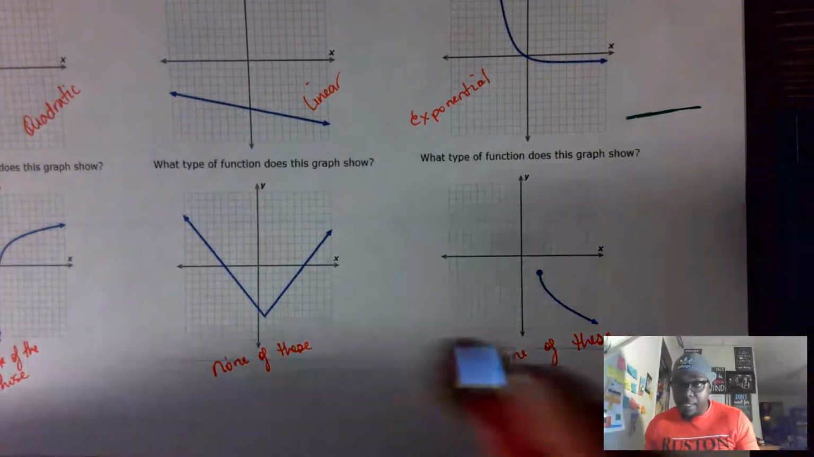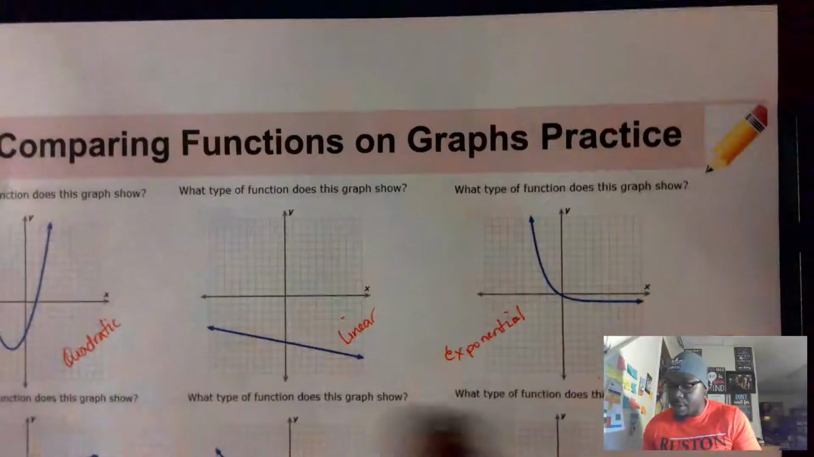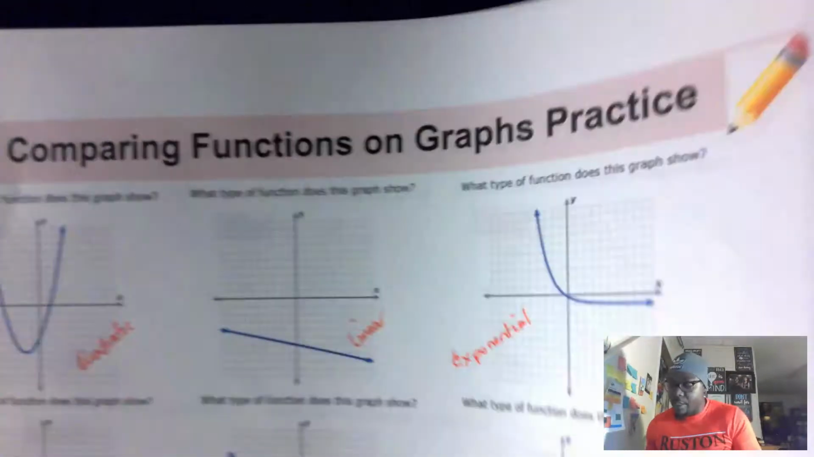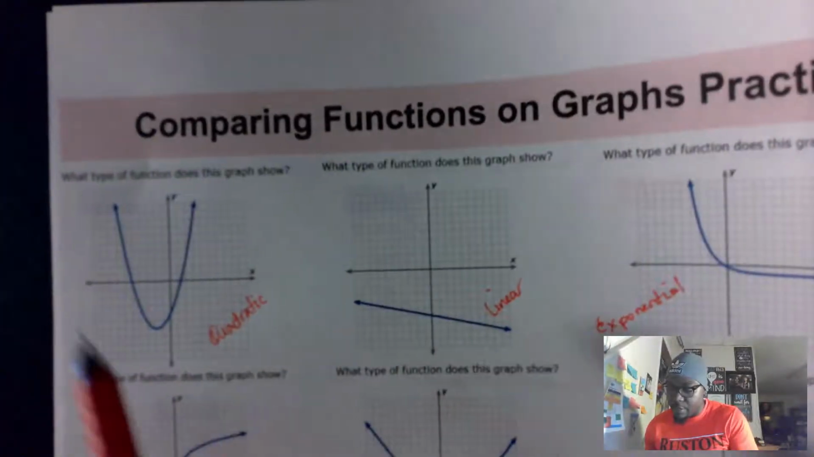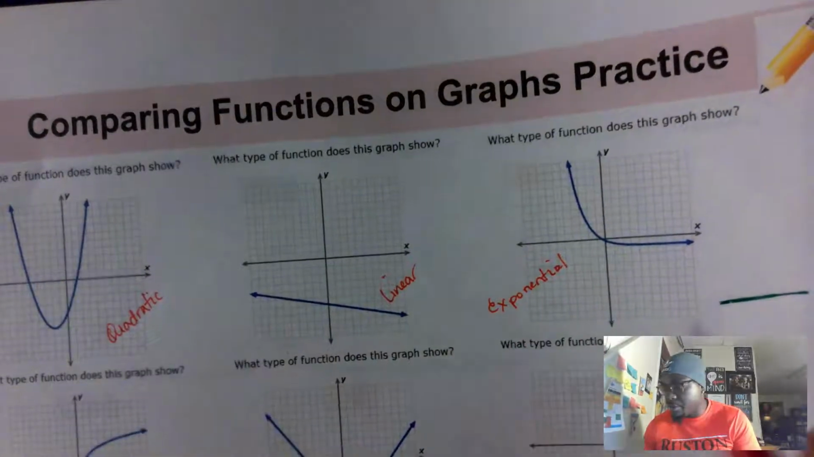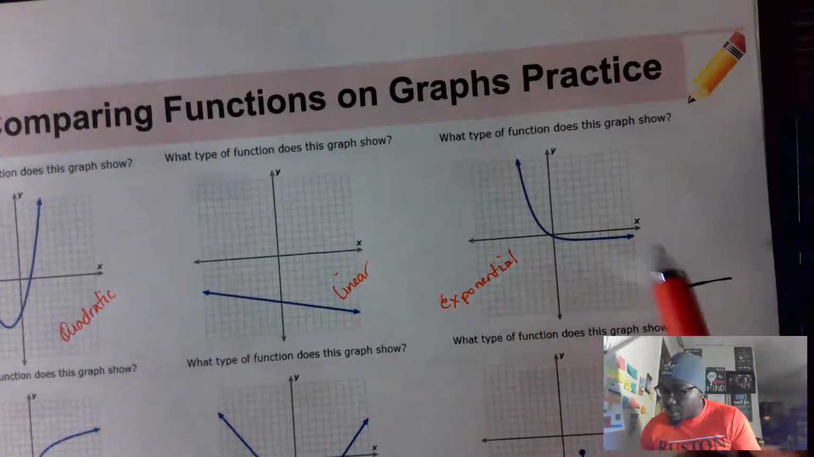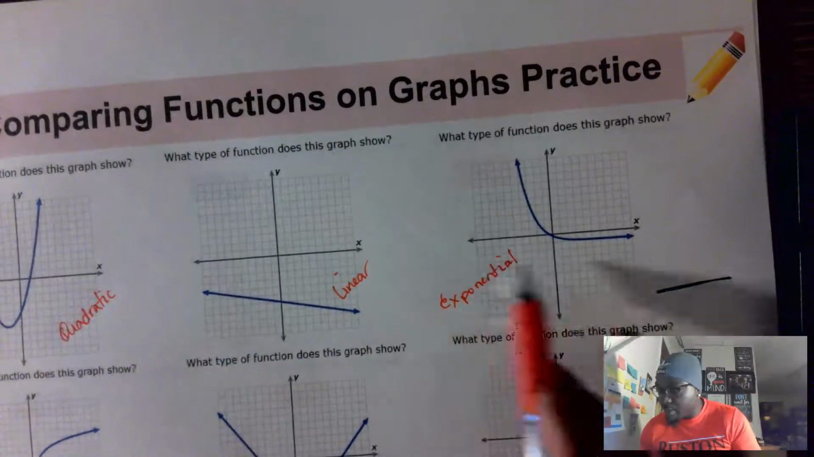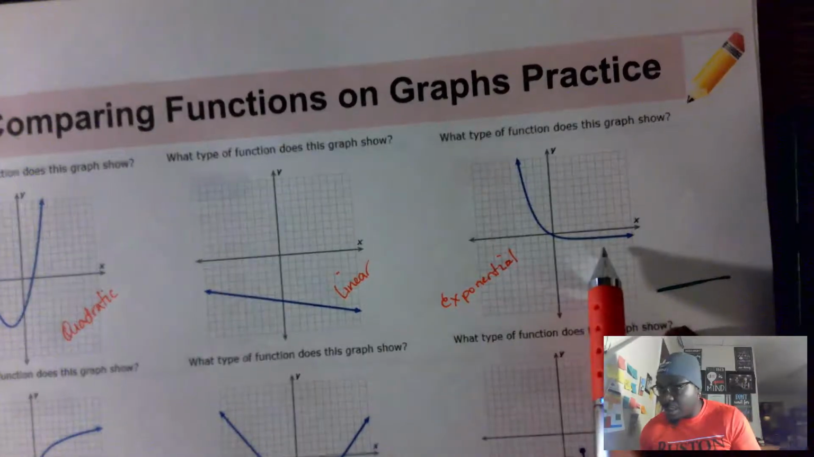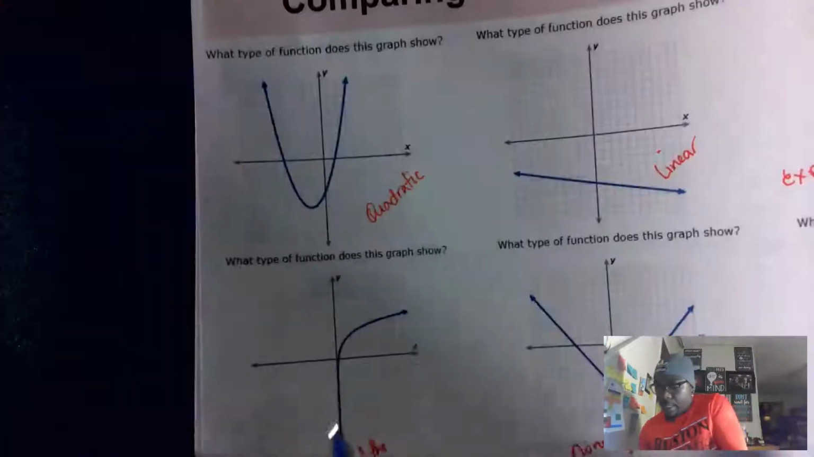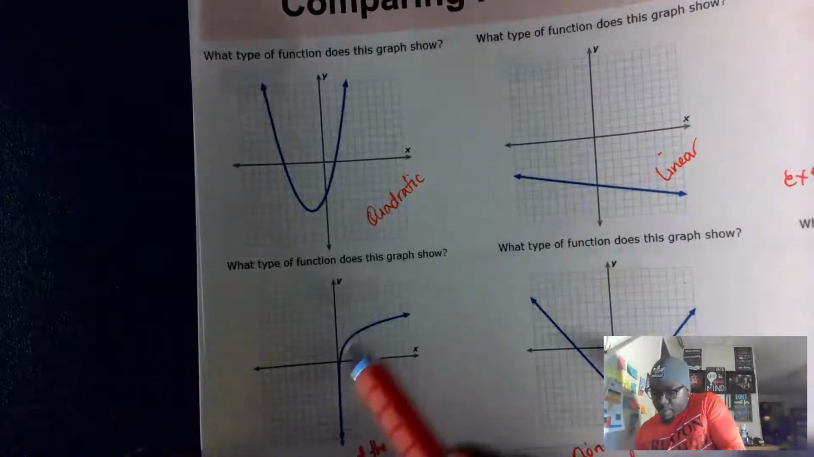As you can see, this lesson is quite simple. All you're really doing is identifying your quadratic functions by a graph, your linear functions by a graph, and your exponential functions by a graph. Be careful with exponential functions, because remember it has to have a horizontal asymptote. This one had a vertical asymptote, so be careful with this. That's it for today's lesson.